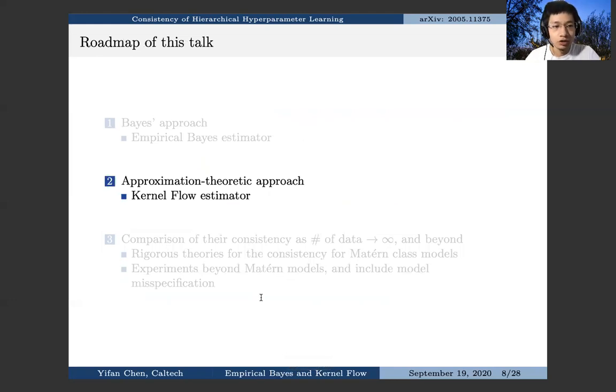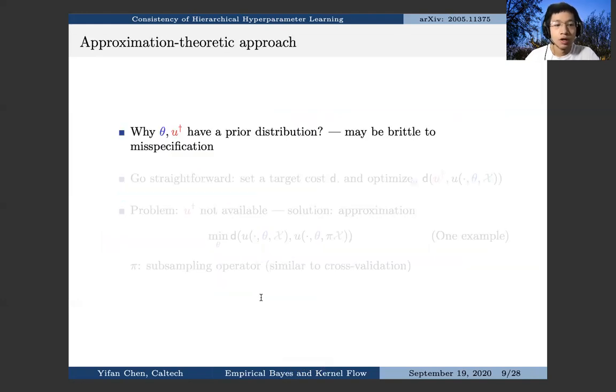That is the Bayes solution. Then we move to the second approach, the approximation theoretical approach. As we have seen, in the Bayes solution, we assume theta, U dagger to have some prior distribution. This assumption may be brittle to model misspecification because this probabilistic assumption is very strong. Alternatively, we can do something more straightforward.